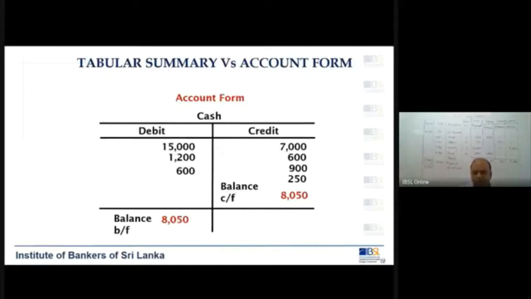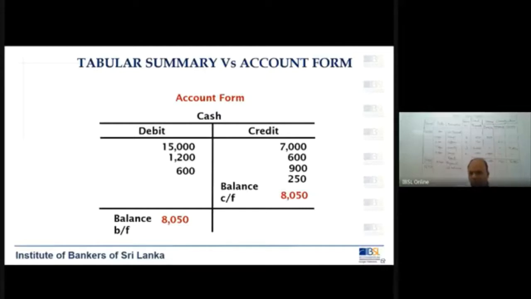15,000, 16,200, 16,800 on the left side. On the right side, you have 7,600, then 900 means 8,500, then you will get another 8,750. Okay, 8,750 versus 16,800, you get the balance as the account balance 8,050.